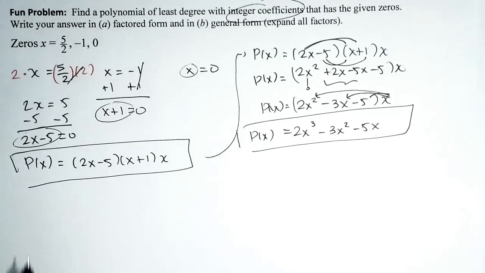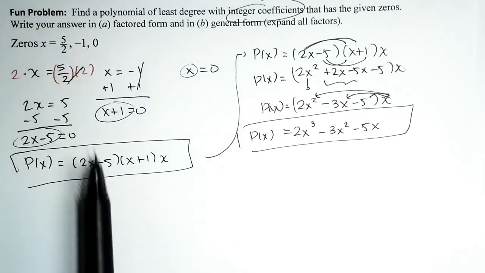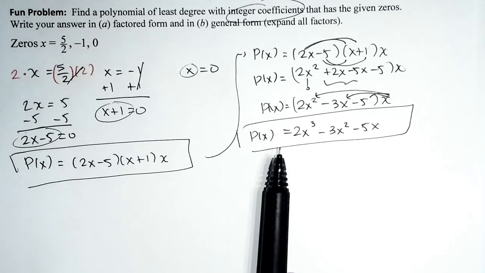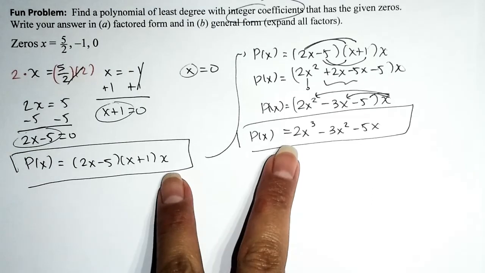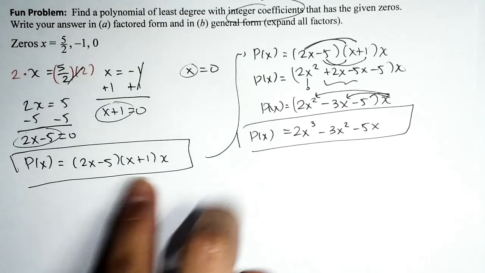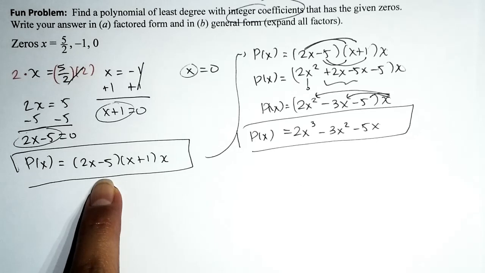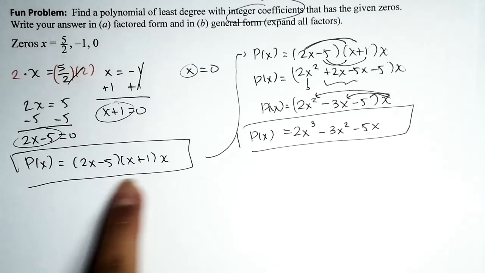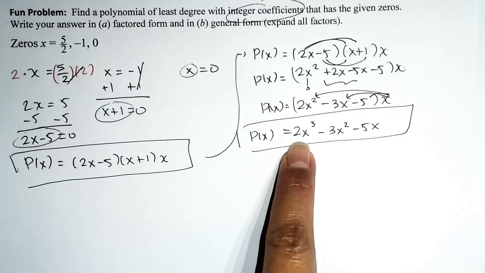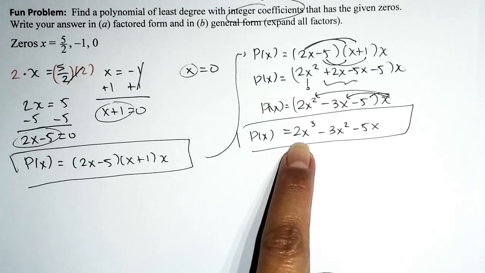The question says this: if these are the zeros, what will be the corresponding polynomial? And these would be the corresponding polynomial. One of the polynomials is written in factored form with integer coefficients, and the other one is in expanded form or in general form. You did it, guys.